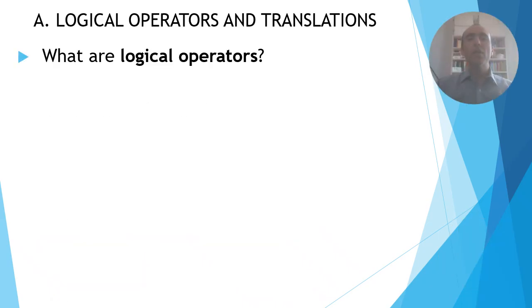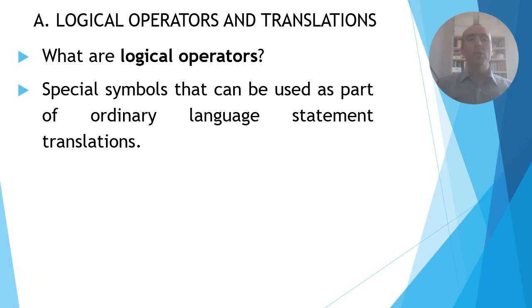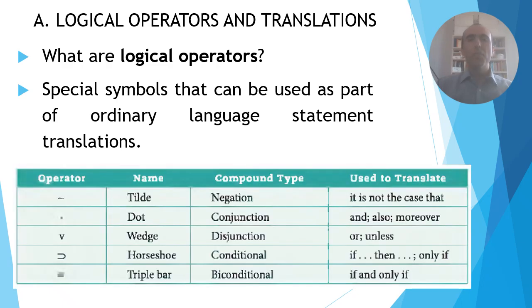Now, what are logical operators? Logical operators are special symbols that can be used as part of ordinary language statement translations. In propositional logic, we have 5 logical operators. The first one is the tilde. It is a negation, used to translate expressions such as it is not the case that or other negations.